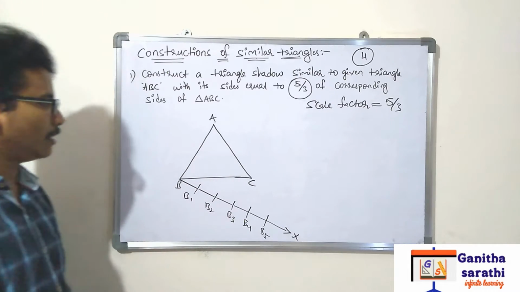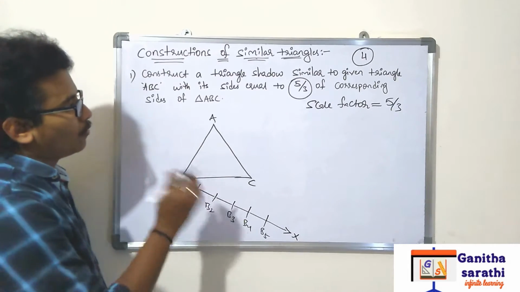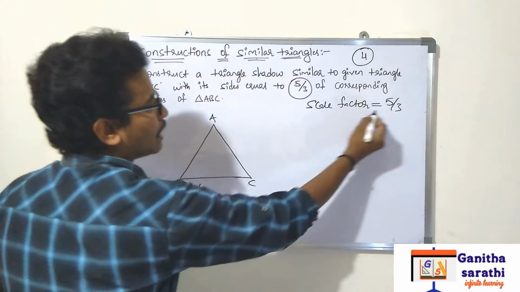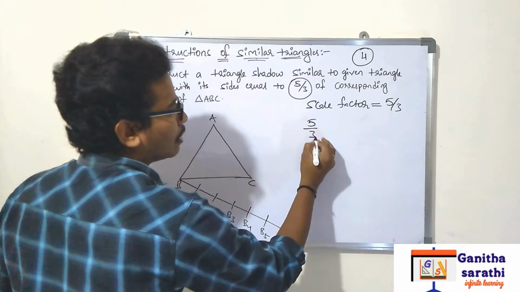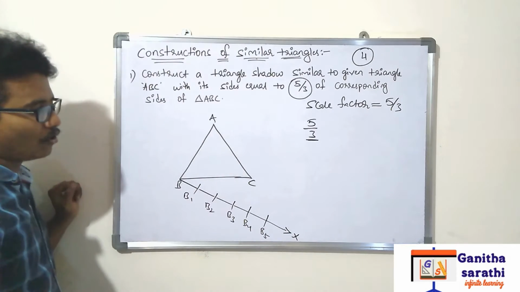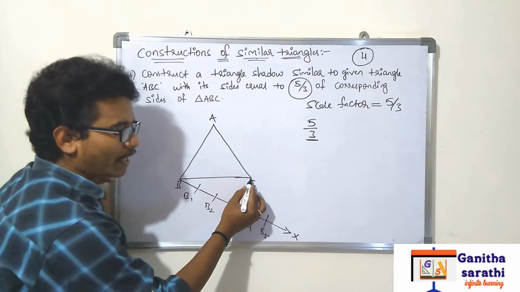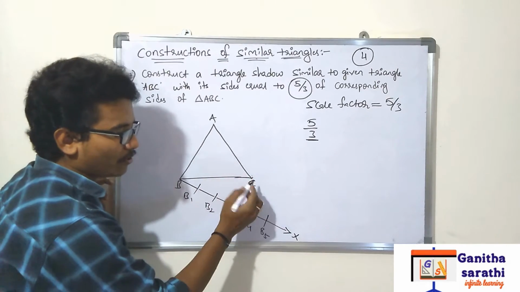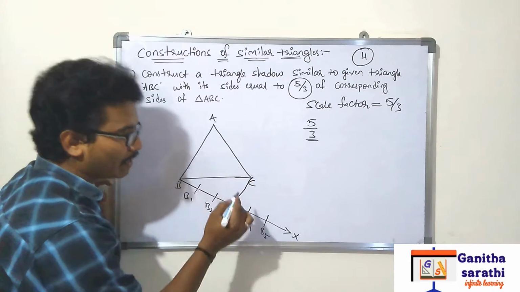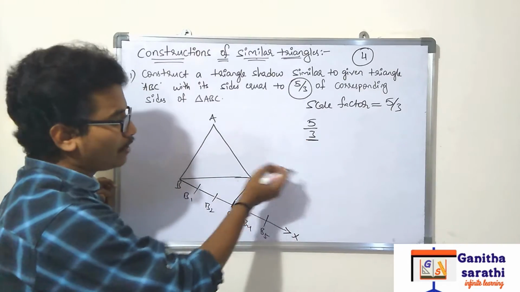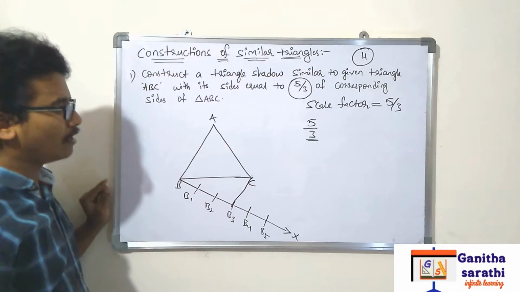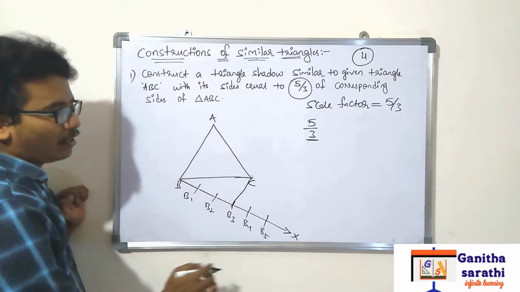Right. Now what do we have to do? Whenever the scale factor is 5 by 3, what is the denominator part? 3. So you should join point C to B3. If the denominator is 5, you should join with B5. Okay, that is completed up to now.